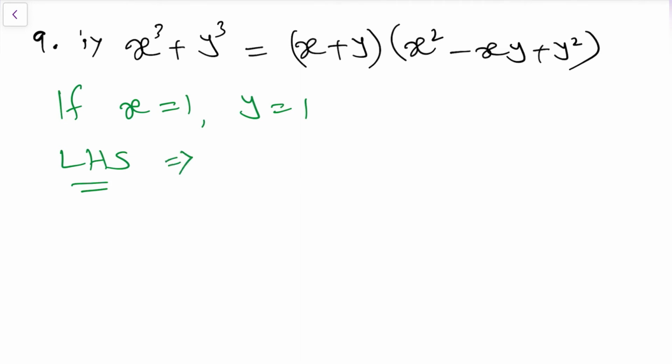LHS we have x cube plus y cube. So x value we took as 1, then we can write it as 1 cube plus 1 cube. 1 cube is 1 plus 1 cube is 1. So 1 plus 1 is nothing but 2. So LHS we got the answer as 2.